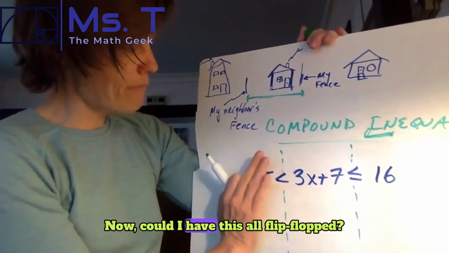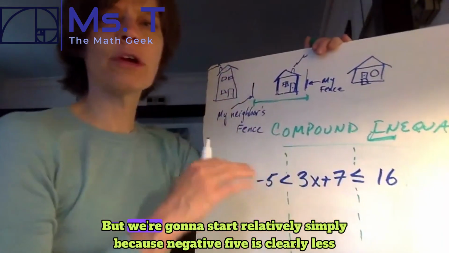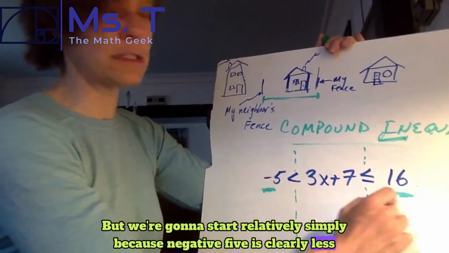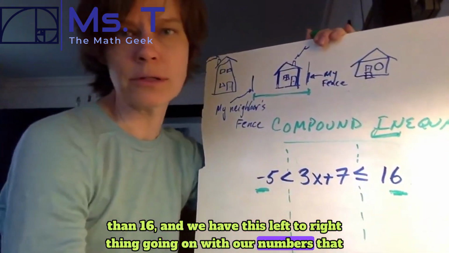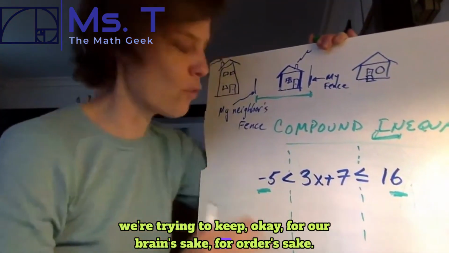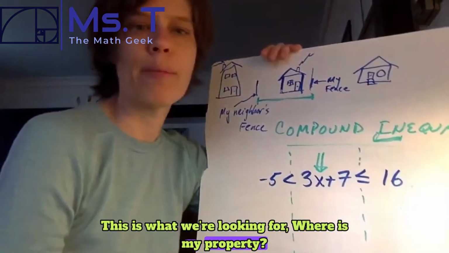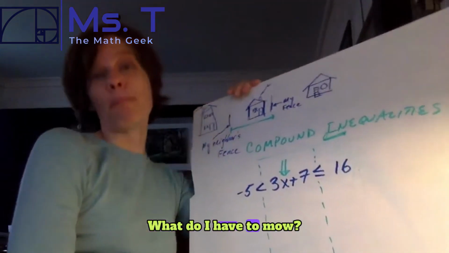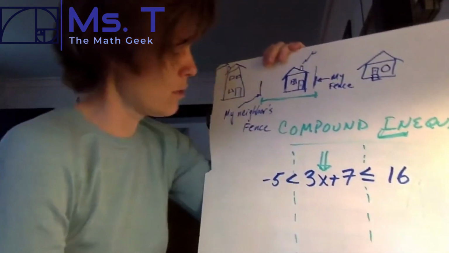Now, could I have this all flip-flopped? Yeah, you totally could. But we're going to start relatively simply because -5 is clearly less than 16. And we have this left to right thing going on with our numbers that we're trying to keep, for our brain's sake, for order's sake. So this is what we're looking for, right? Where is my property? Where's my house? What's my yard? What do I have to mow? And where can I plant flowers?